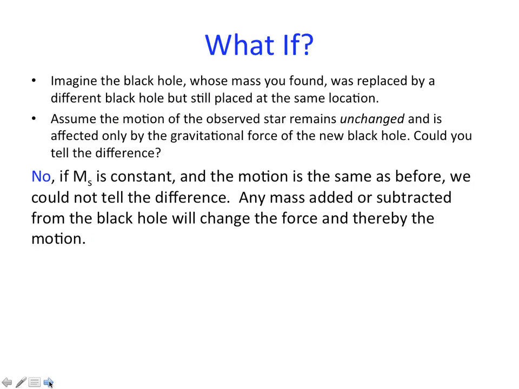And what if? What if the mass of the black hole we had was replaced by something different? Could we tell the difference? No. The mass of our star is constant. The motion was the same. We wouldn't be able to see the difference. However, any mass added or subtracted from the black hole would change the force and thereby the motion.